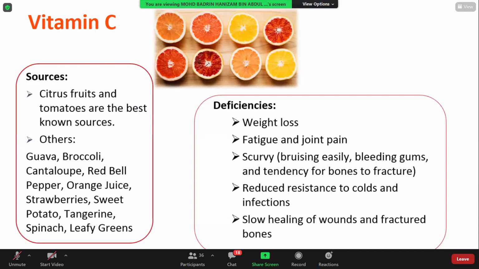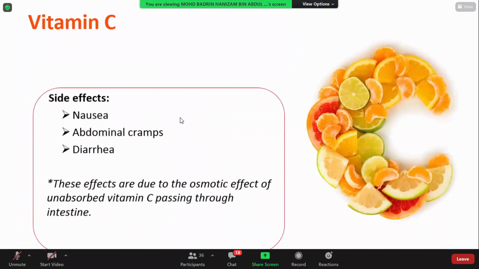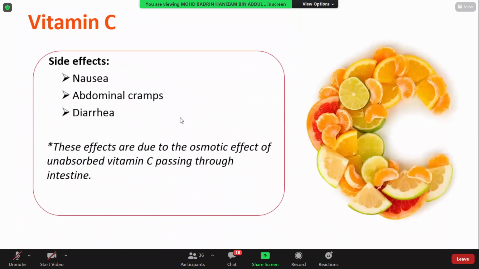The deficiencies for vitamin C can cause weight loss, fatigue, joint pain, scurvy. Scurvy, the first incident was by the sailors who came across that eating oranges can cure scurvy. It also reduces resistance to cold and infections because vitamin C fights infections. Slow healing of wounds and fractured bone.